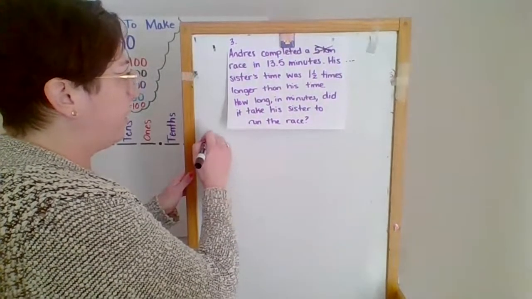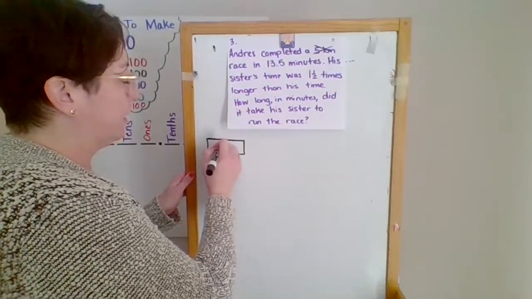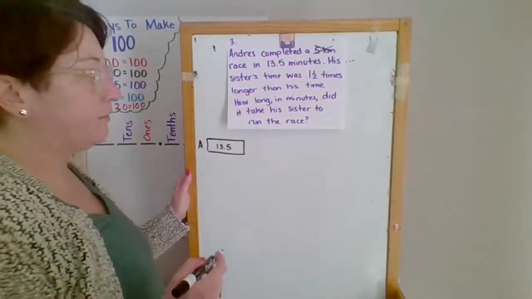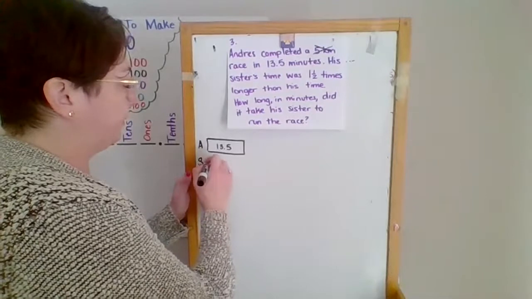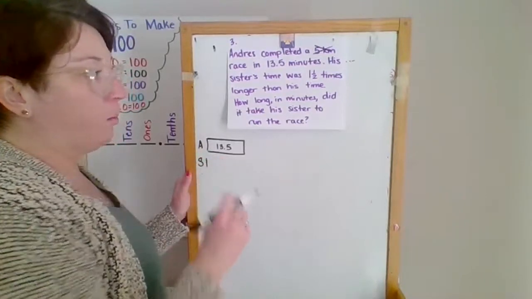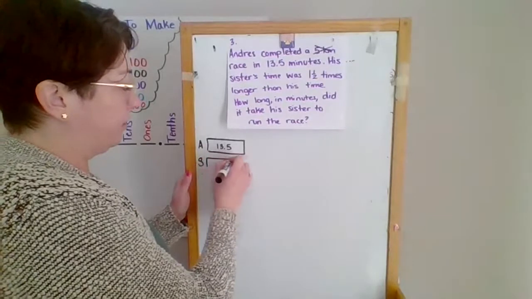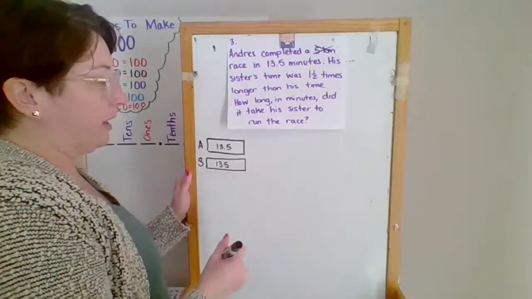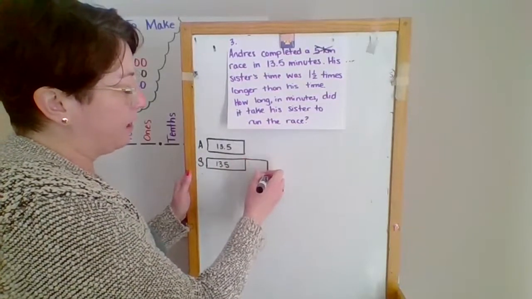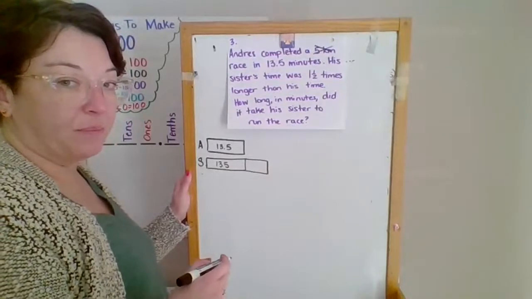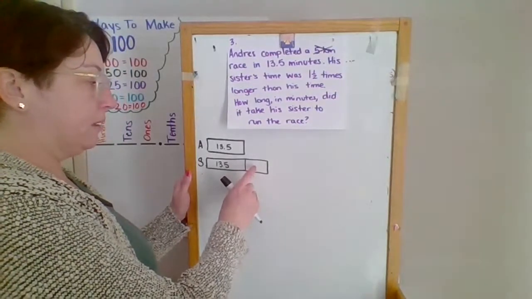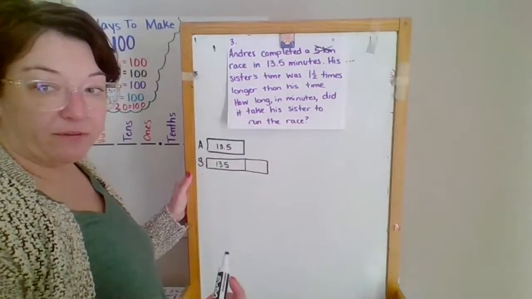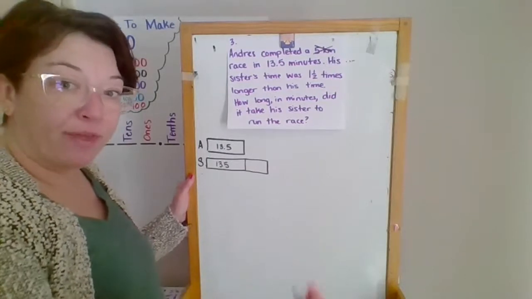So what do we know? We know that he ran the race in 13.5 minutes, 13 and 5/10 minutes. Now his sister, it took her 1 1/2 times as long. So the 1 is the same amount. She spent 13 and 5/10 minutes, but then she also spent another half of that time. So how will I figure out this part of her time? I have to take what I know, the 13 and 5/10, and I'm going to find a half of that.